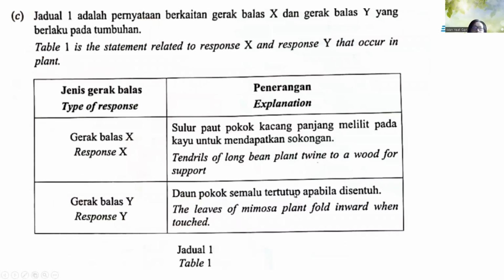Okay, next, table 1 is the statement related to response X and response Y that occur in plants. Response X is the tendril of a long bean plant twining around a wood for support. Response Y is the leaf of mimosa folding inward when touched. So you have one that twines on a wood, the other one closes when you touch, right? So that is for Mimosa pudica.